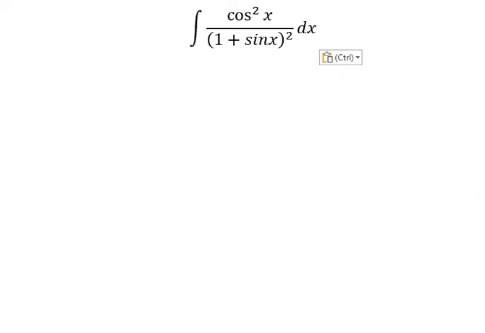Hello everybody, today I will talk about calculus. The topic today is about integration. Now I will show you how to answer.